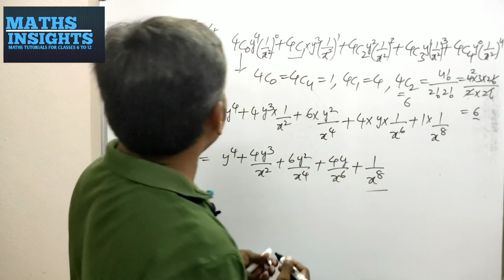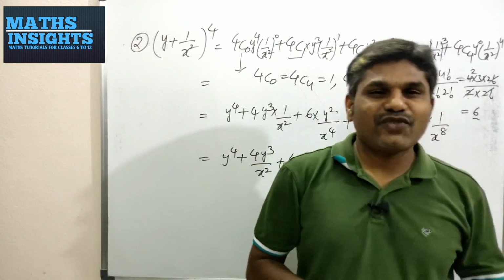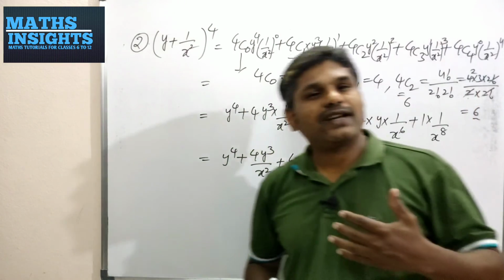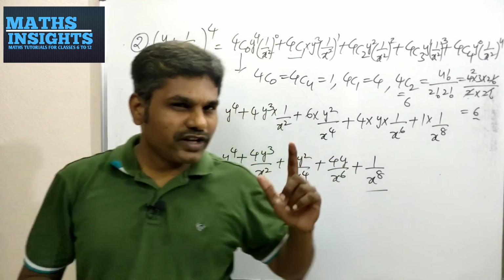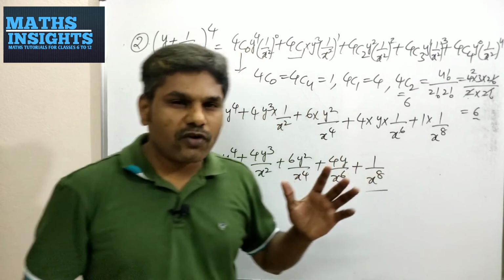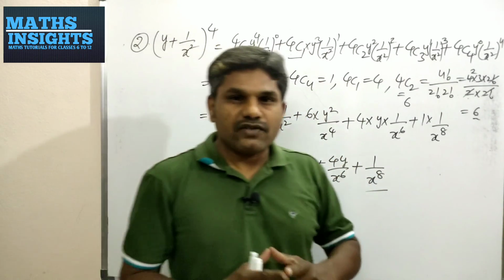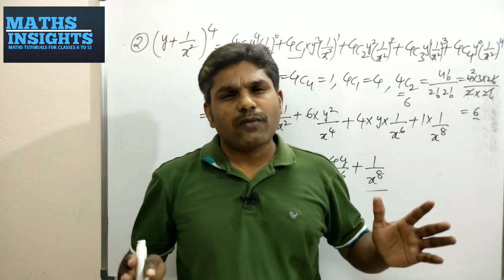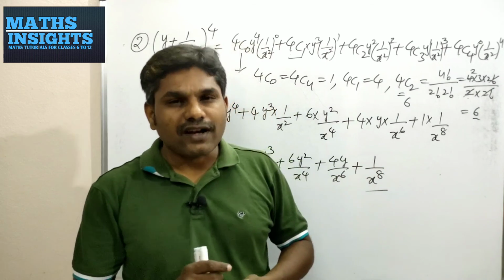So this is the expansion of the given problem. I think you understand what is meant by a binomial Pascal triangle and how to expand, what are the coefficients. Everything is clear. You solved 2 problems also. In the next video, we will solve more problems based on these concepts.